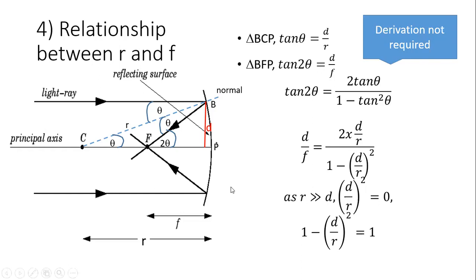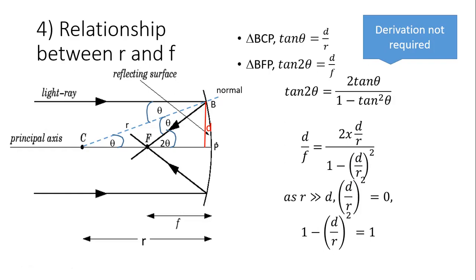Okay? Basically, we are just using that R is very much greater than D. So if R is very much greater than D, you can treat this as 0. That's what we are saying. This is equal to 1, very close to 1. That's all.